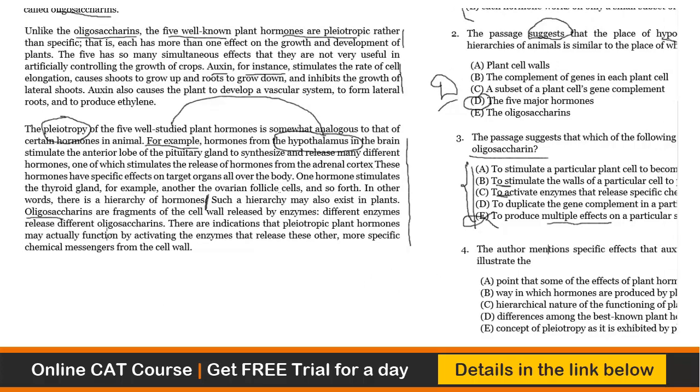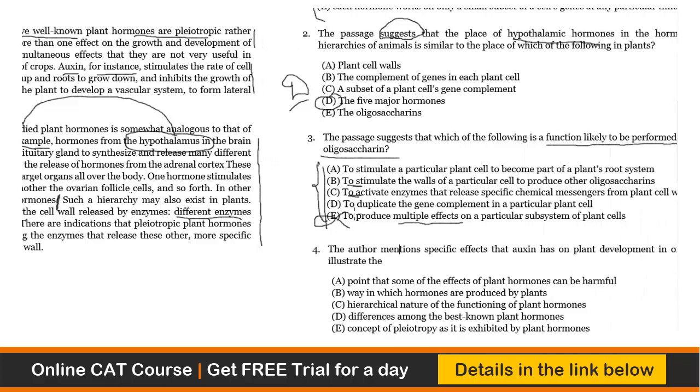It says oligosaccharins are fragments of the cell wall released by enzymes. Different enzymes release different oligosaccharins. So oligosaccharins are not released by oligosaccharin. Enzymes release oligosaccharins. This is clearly given. And in the option you say that oligosaccharin stimulates the walls of a cell to produce other oligosaccharin. So oligosaccharin is not stimulating the walls. It is the enzyme which is doing it. So B goes out. And then C says to activate enzymes.